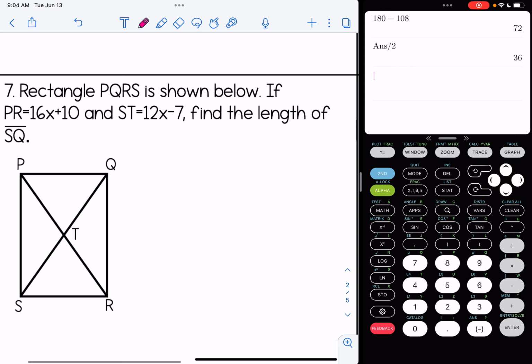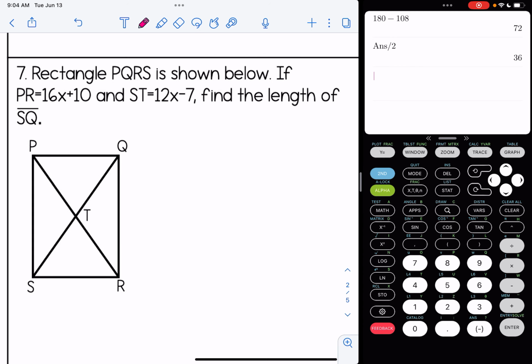Number 7, rectangle PQRS is shown below. If PR is 16x plus 10, so that's this whole big diagonal from P to R, and ST is equal to 12x minus 7, find SQ. All right, so here's how I'm going to label this. I'm going to start with ST being 12x minus 7. I know that the diagonals bisect each other, so this is 12x minus 7 as well. For the length of PR, I'm going to draw a big bracket marking that off, and that was 16x plus 10.